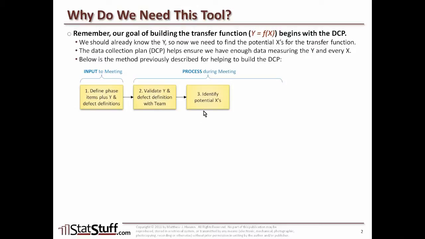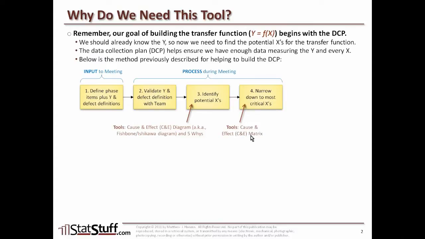And next we want to identify what are all the potential x's that the team believes could be part of that transfer function. We might use several tools, like the cause and effect diagram, which is also the fishbone and Ishikawa diagram, and also the 5 whys tool. Once we've identified the potential x's, then we move on to the next step, which is narrowing down those potential x's to what we consider to be the most critical x's. This is where we might use the cause and effect matrix, or the C&E matrix, to figure that out.